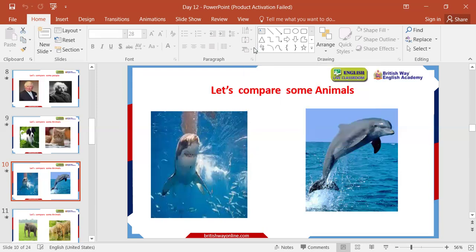Okay, madam. Dolphins are more friendly than. Dolphin is more friendly than shark. Shark is more dangerous than dolphin. Dolphins are more intelligent than sharks. Sharks are faster than dolphins in short distances. Dolphin is cuter than shark.